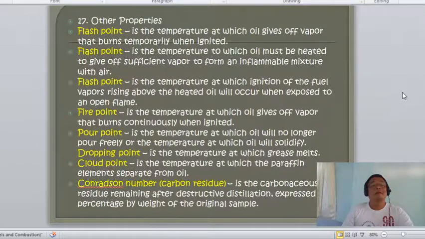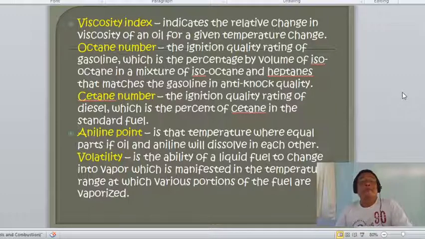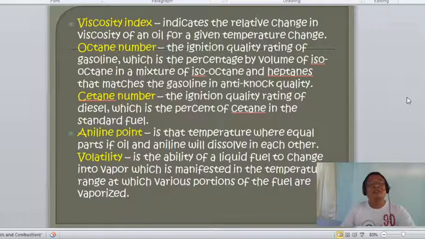Another, we have the viscosity index. It indicates the relative change in viscosity of an oil for a given temperature change. Another is octane number, the ignition quality rating of gasoline.